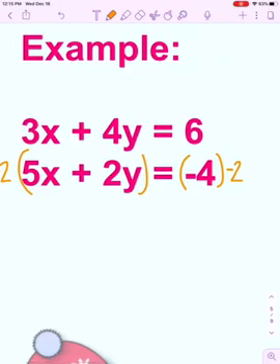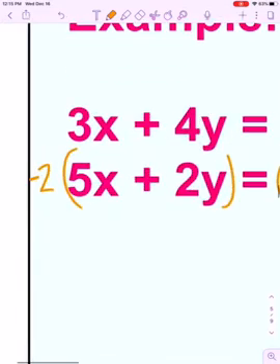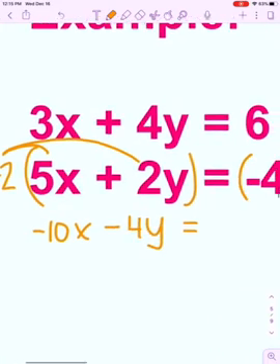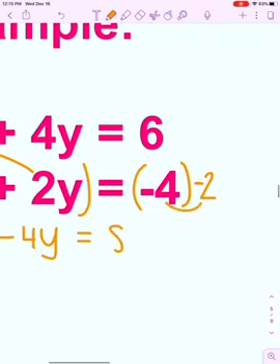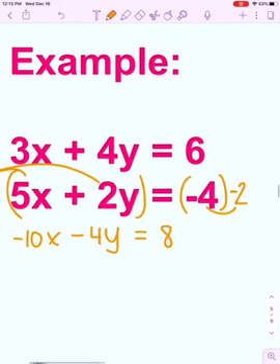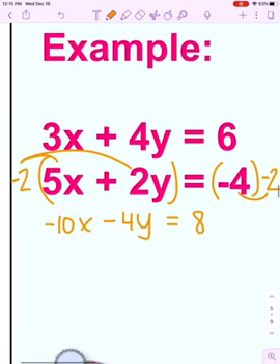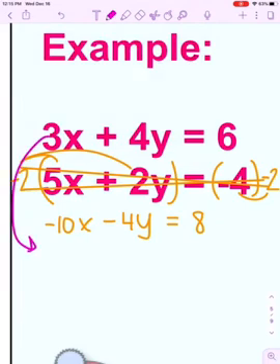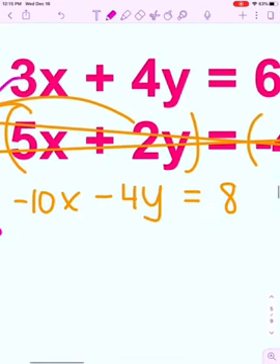Once I decide what I'm multiplying by, then I just make sure that every term in that equation gets multiplied by a -2. So, -2 times 5x is -10x. -2 times 2y is -4y equals -4 times -2 is a positive 8. Okay? I am done with this equation. I made a new version. I'm going to just write this top one down here so they're right on top of each other. I'm just going to rewrite it.